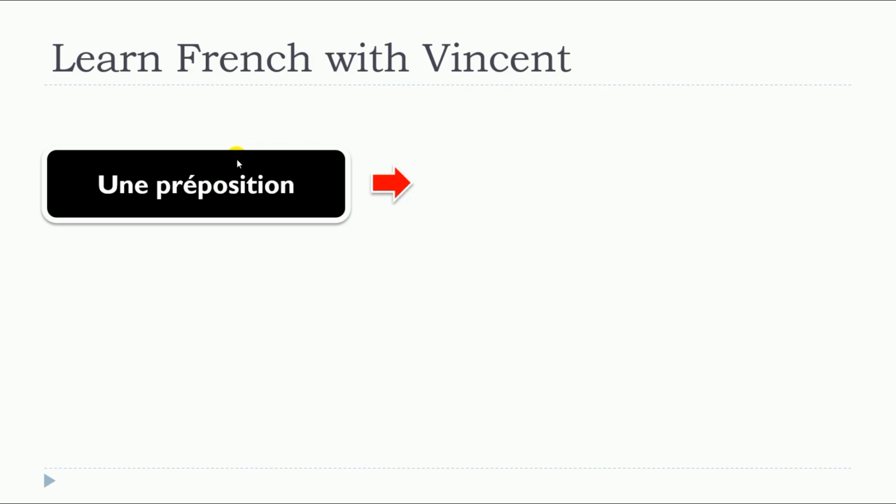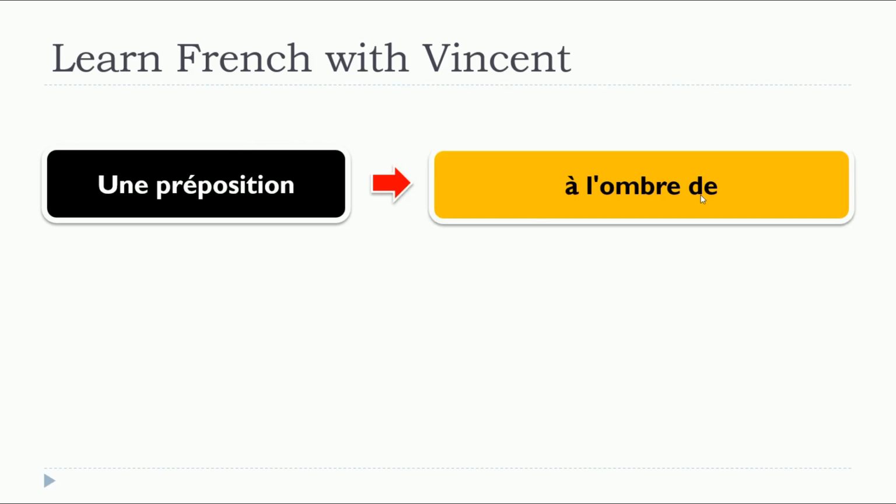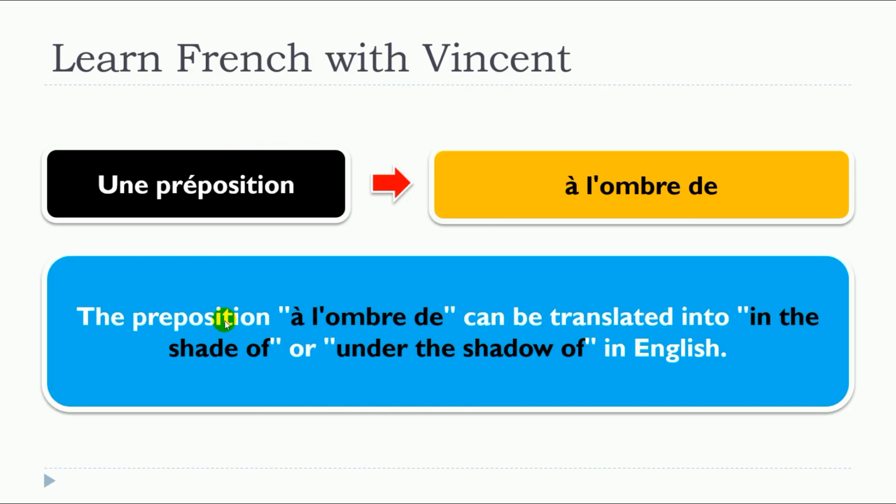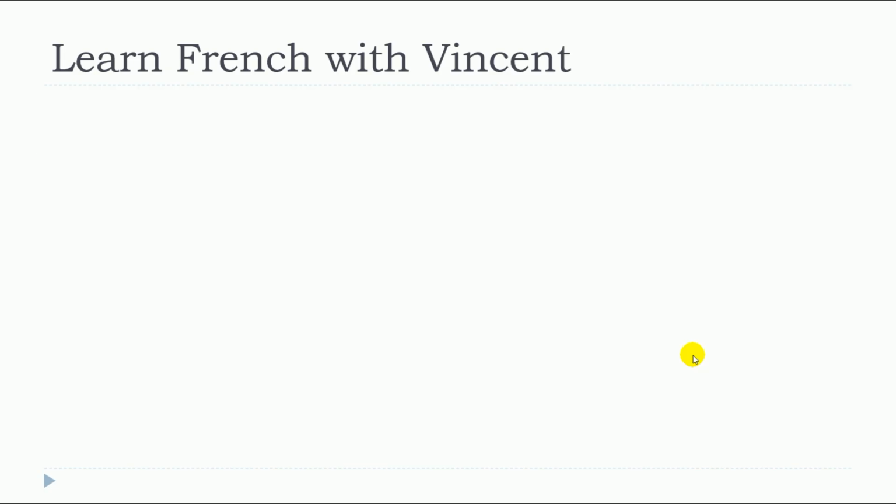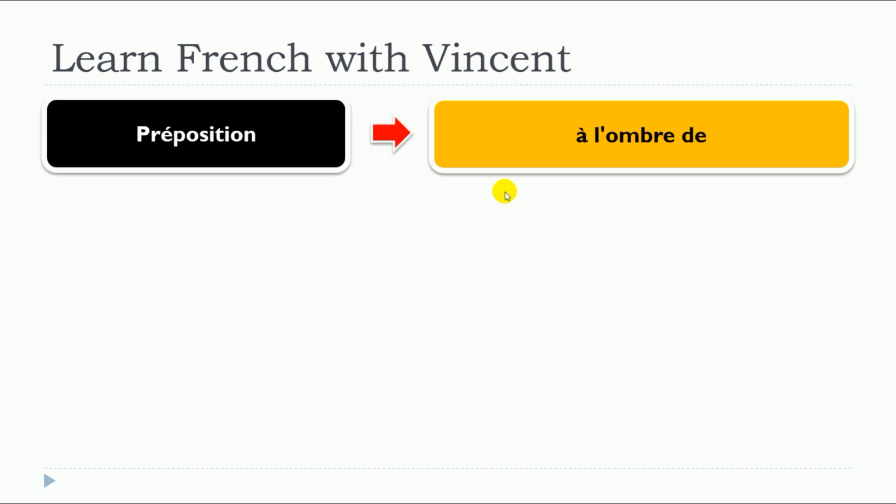So this lesson is about à l'ombre de, and the preposition à l'ombre de can be translated into in the shade of or under the shadow of in English. And we will see 4 examples with à l'ombre de.